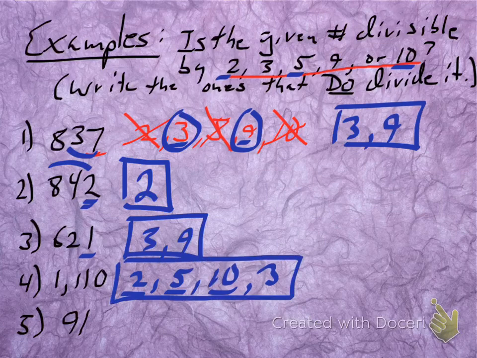And finally, number 91, it ends in a 1, so it's not even, so 2's out. It doesn't end in a 0 or 5, so 5's out. And it doesn't end in a 0, so 10's out. If I add 9 plus 1, I get 10, which means 3 and 9 are out, so I'm going to write, for this one, none. None of those 5 numbers go into 91. Okay? Now you might think 91 is prime, but it is not. As you saw on the previous slide, 91 is actually 7 times 13. Okay? That's, again, where those weird divisibility rules can actually be kind of helpful.